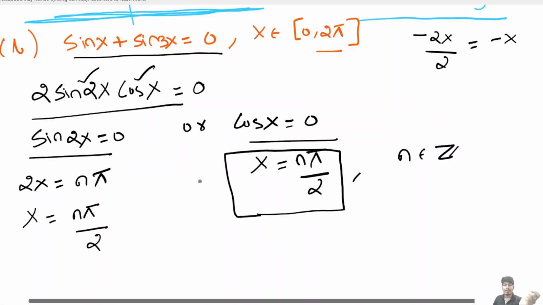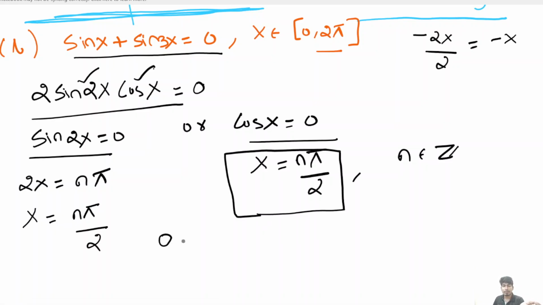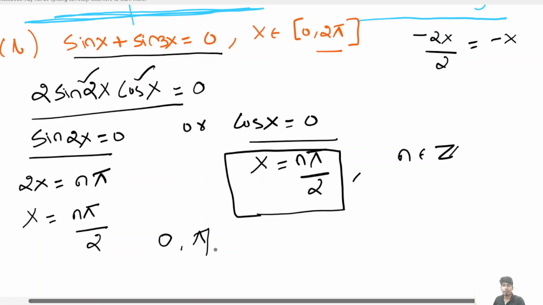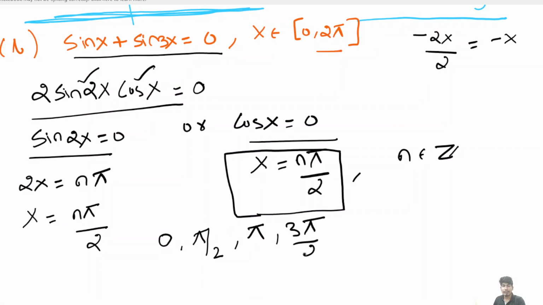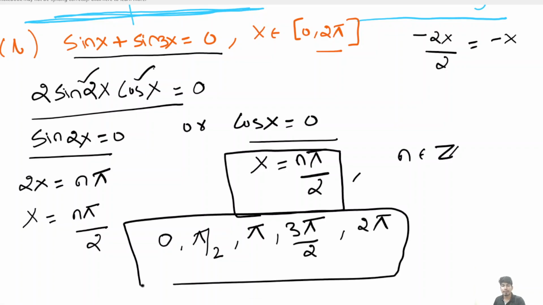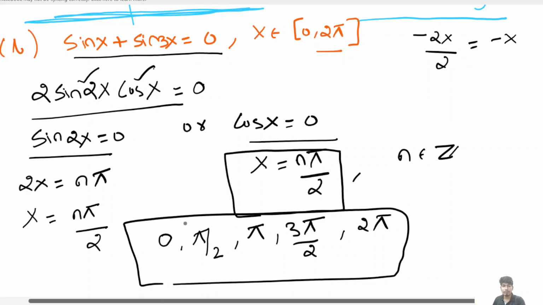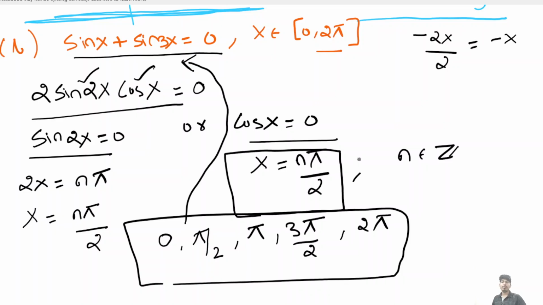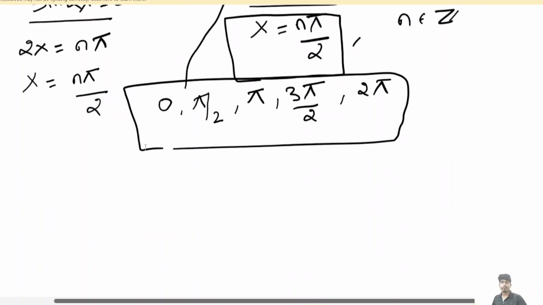This means n is 0, then x is equal to 0. N is 1, then this becomes pi by 2. If n becomes 2, then this becomes pi. This is 3 pi upon 2. N becomes 4, then this is 2 pi. Only these values of x are possible. Okay, students, it means that on these values, this satisfies. Then we do the next question.